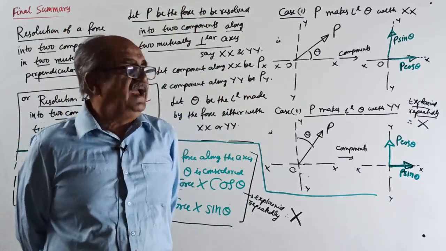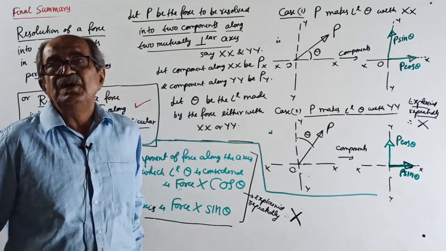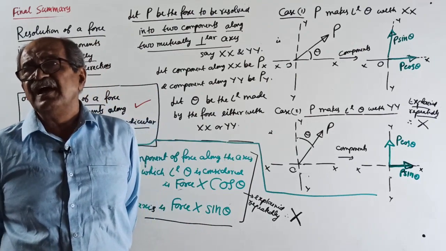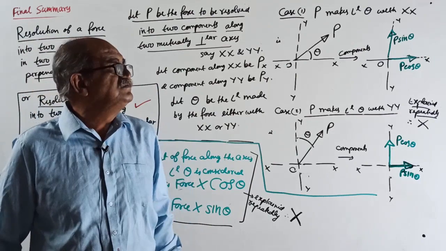So again I am telling the same thing 100 times now. With which axis you consider the angle, that component is cos, the other is sine.